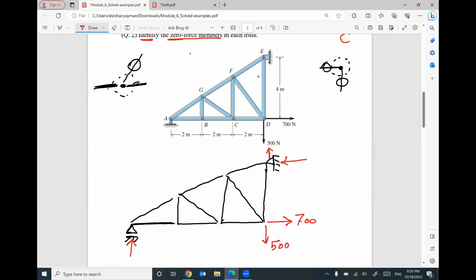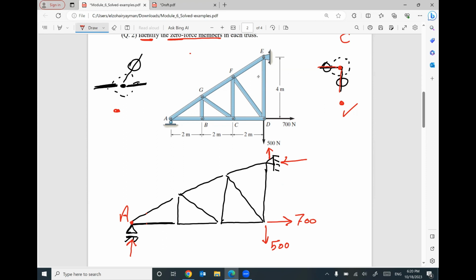As I mentioned, I don't care about the reactions. I don't care about any calculation. I need only to identify, do you have this case or this case to say this member will be zero? Let's start with this one. Do you have a joint with two members only? Yes, we have this joint A with two members only, but we have a reaction at A, so forget it.